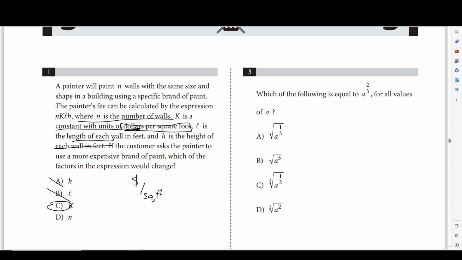I'm not going to make a new wall. I'm not going to shrink or make my wall bigger, obviously. And the number of walls that I ask them to paint isn't going to change, right? The only thing that changes when I want to use a more expensive brand of paint is the unit or the factor that has dollars or that relates to price. K is the only thing that relates to price, so it's the only correct choice.